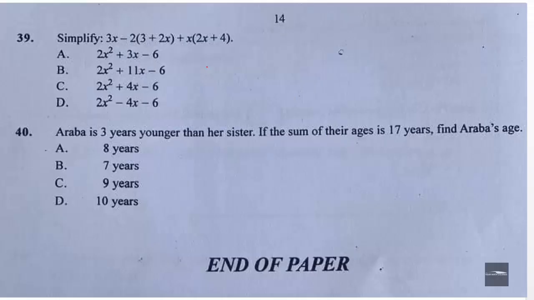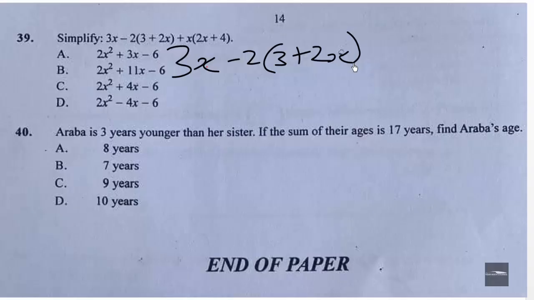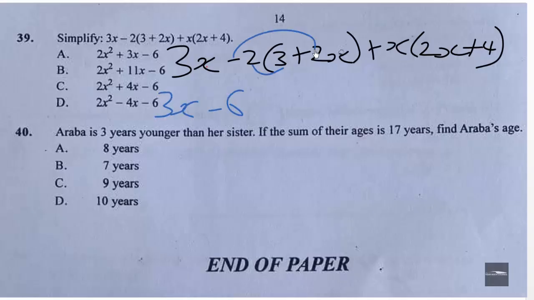Correct answer is C. We have to simplify this expression here. So 3x minus 2 into bracket 3 plus 2x, plus x into bracket 2x plus 4. When we simplify this, what do we get? Let's expand first. So that will give us 6.